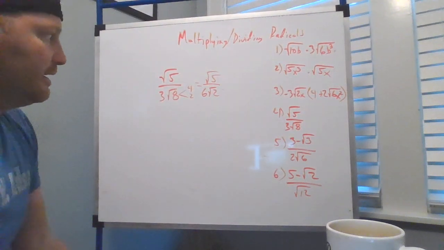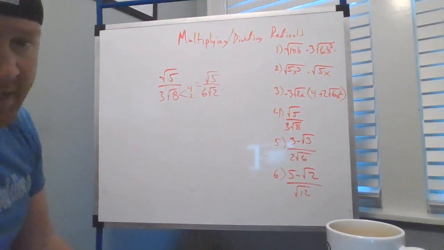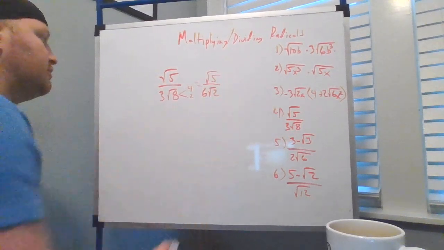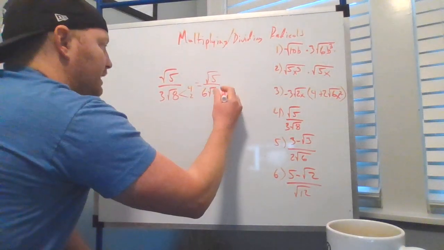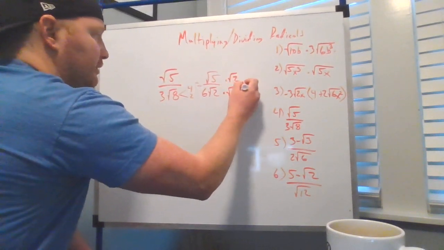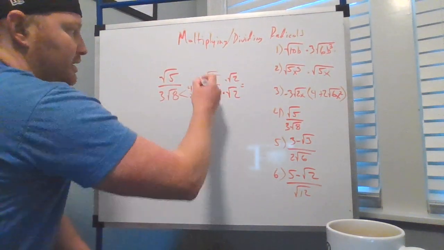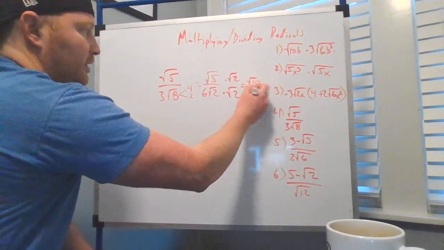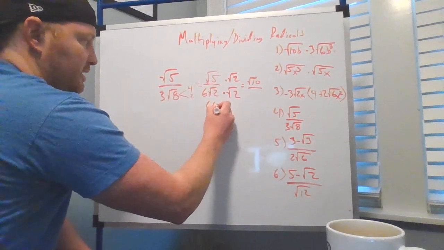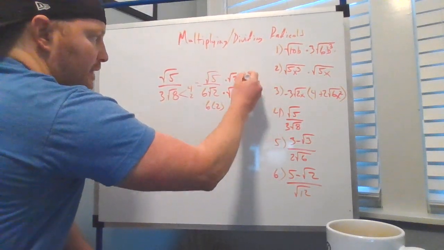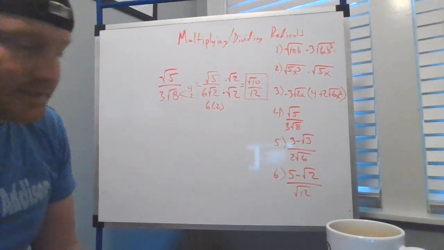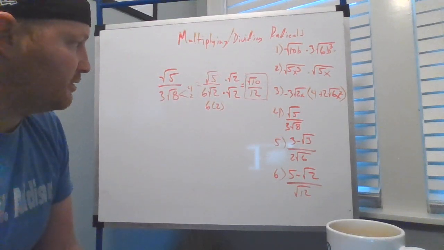And the rule is we cannot have a radical in the denominator. So you must multiply out that radical in the denominator. So your final answer will be radical 10 over, remember radical 2 times radical 2 is 2, so this is really saying 6 times 2, and this is all over 12. Just like that. There's number 4.